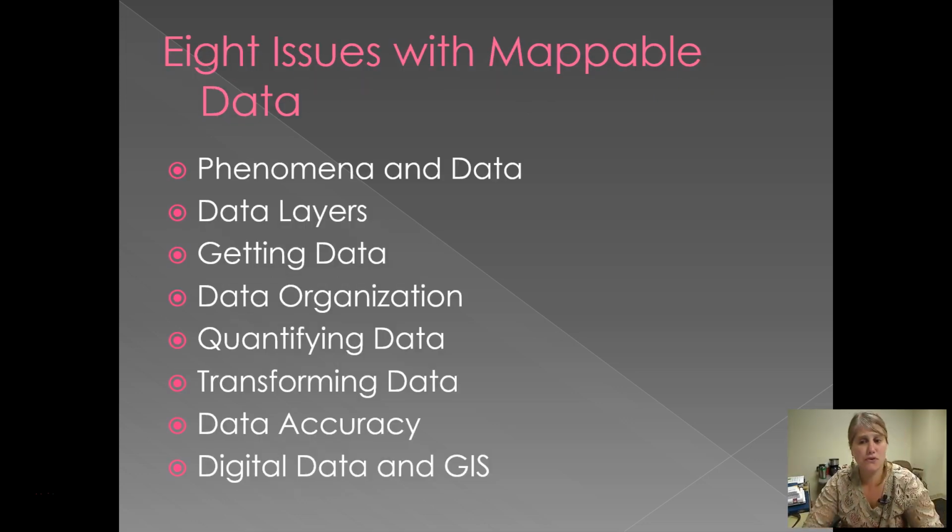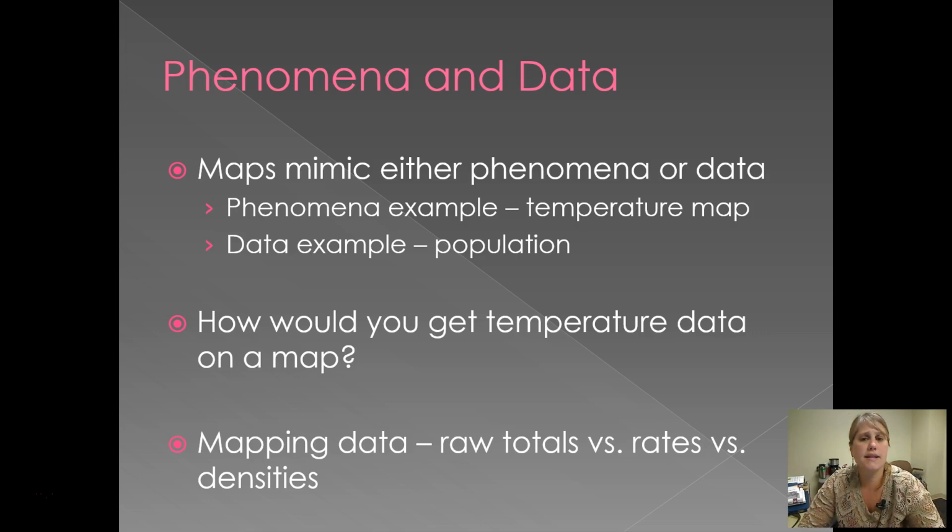Now, in terms of some issues with the data, there's 8 basic issues with mappable data, and I'm going to go over each one of these. The first one is the fact that maps will depict either phenomena or data. A data example would be population, and that's probably one that I beat to death in the intro class, because we always do examples showing population, and that's essentially just showing that particular data and representing it on a map.